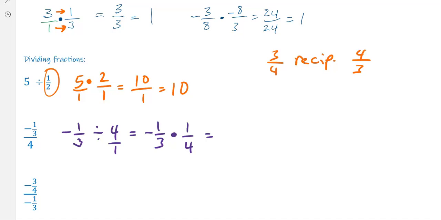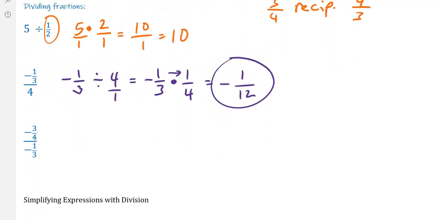Now it's a negative times a positive, so the answer is going to be negative. 1 times 1 is 1, and 3 times 4 is 12. So -1/3 divided by 4 is -1/12. Multiplying by the reciprocal. Let's try another one.